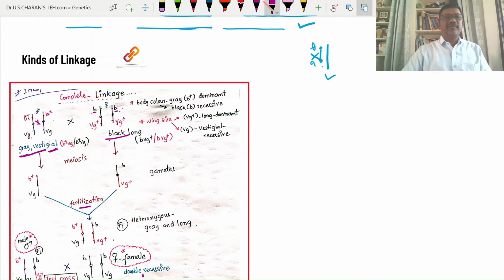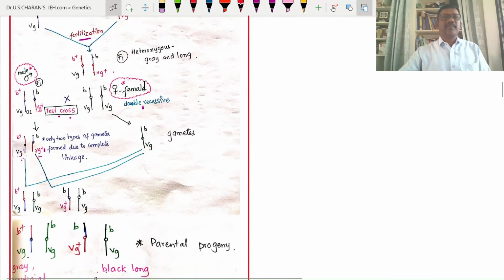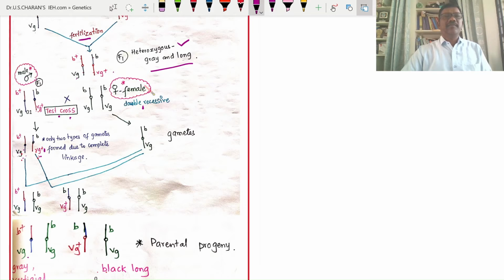In the cross between these two parents, during the meiotic division only one type of gamete is formed. There is a chance to form only one type of gamete. Whether crossing over takes place or not, they can form only one type of gamete. During fertilization, the gametes are fused and the F1 generation is formed. The F1 generation is grey long, in heterozygous condition, because the two dominant genes are located on different chromosomes. The two recessive genes are also located on different chromosomes.